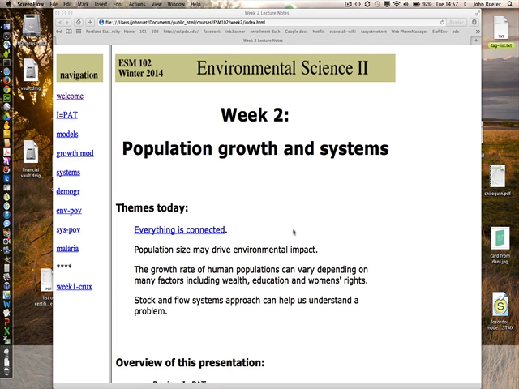And we're going to use stock and flow systems to help us understand this problem, sort of like in last week how we used the IPAT relationship to dig into problems, and we used problem types as a way to try to identify what the key aspects of problems were.